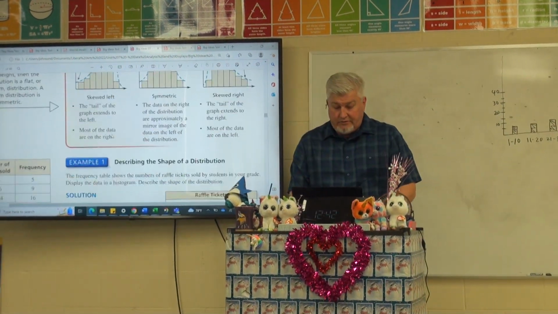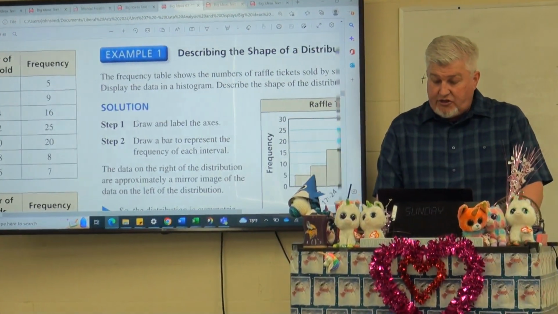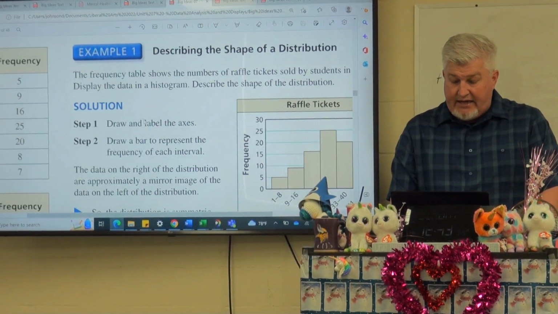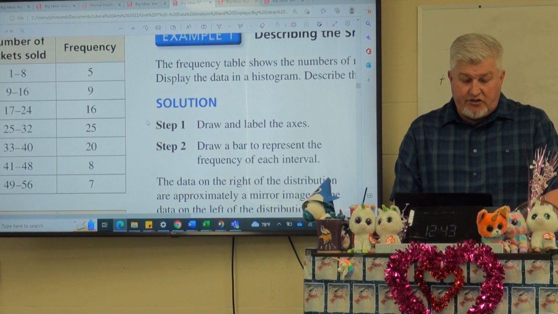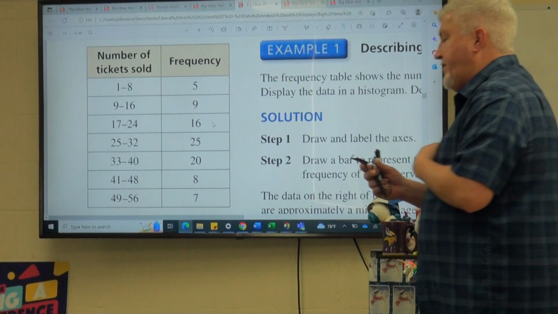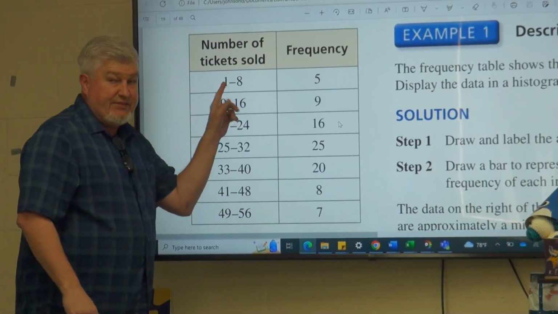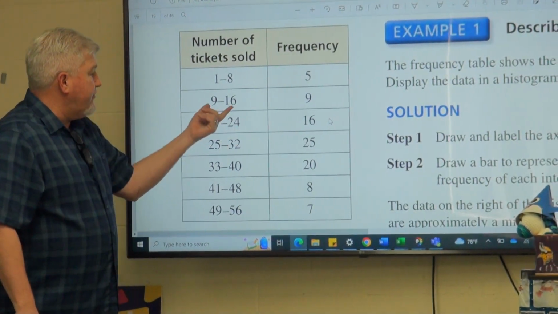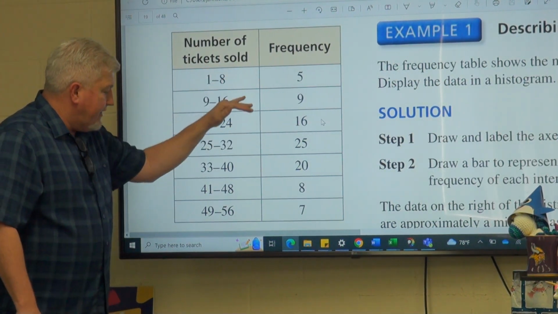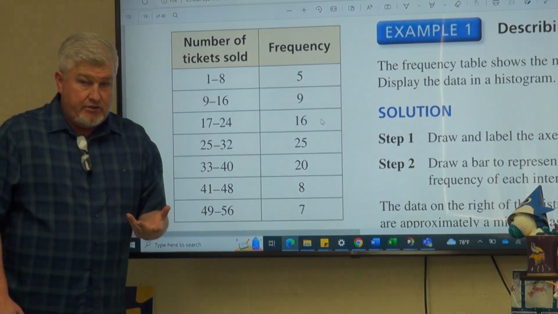So, describing the shape of the distribution. We have this frequency table. It shows the number of raffle tickets sold by students in your grade. Display the data in a histogram and describe the shape. Let's look at the table really quick. They've broken down the number of tickets sold into groupings. 1 to 8 tickets sold: if you sold up to 8 tickets, that was 5 people. If you sold between 9 and 16 tickets, that's 9 people. 17 to 24, etc. These are the brackets to determine how many sold in this range.